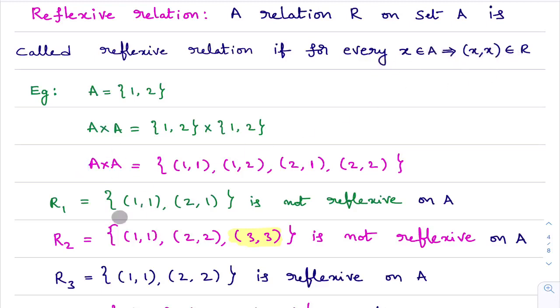Here, what is the failure? This is not a reflexive relation. Why is this not a reflexive relation? Because they are saying for every x in A, if I take 2 in A, 2 comma 2 does not belong to this relation. 2 comma 2 does not belong to this relation. That's why this relation is not a reflexive relation.